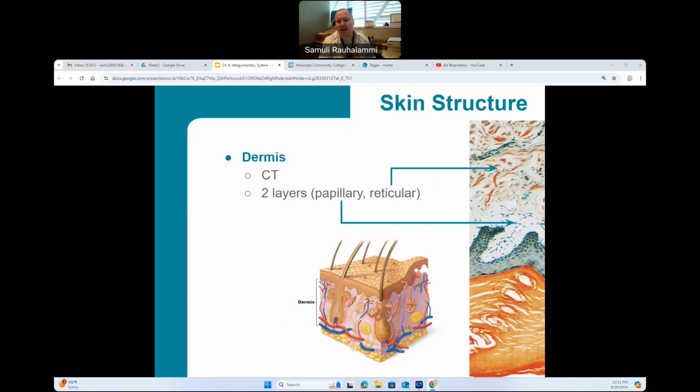Reticular layer instead is the deepest skin proper layer, and this includes our sweat and oil glands and also pressure receptors, so we get the sensations of when we touch the skin.